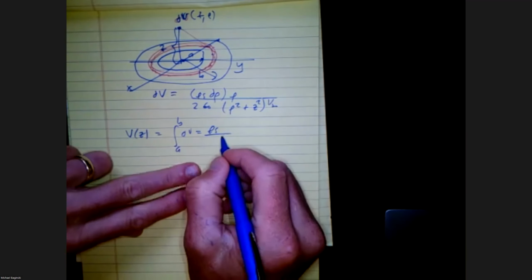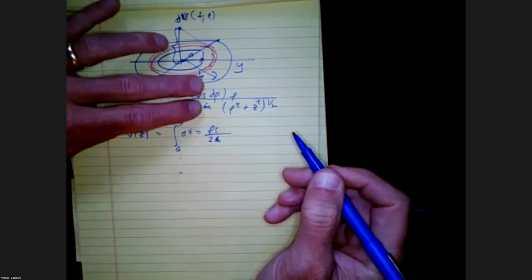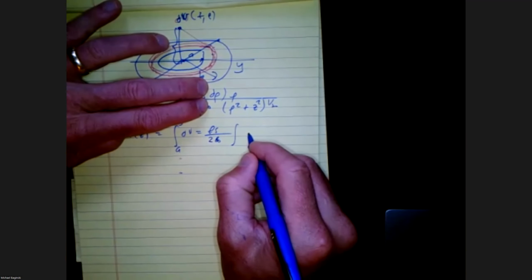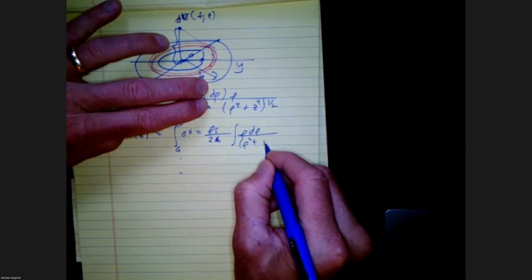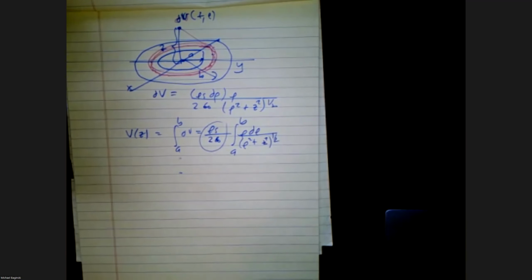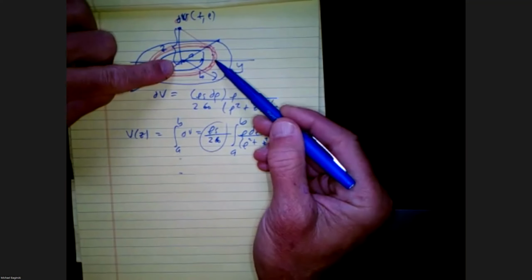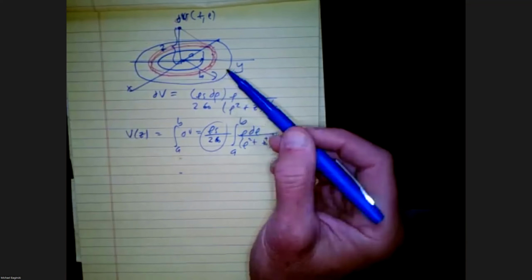So rho S comes out in front, and 2 epsilon naught comes out in front. Then I've got an integral of rho d rho over rho squared plus Z squared to the 1/2 power, from A to B. Y'all agree with that? Can y'all see this, by the way? This is a good problem. It makes you understand what I call the building block approach: how to use a differential segment of charge to get a differential voltage, and then integrate to get the rest.